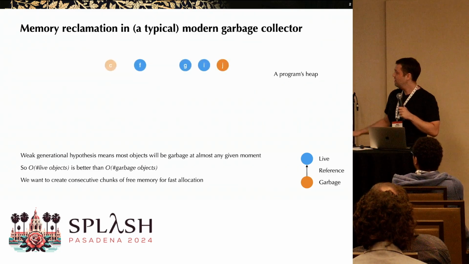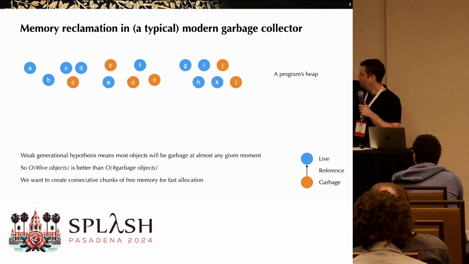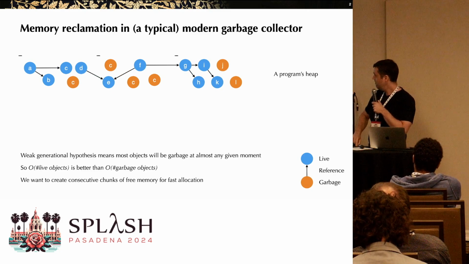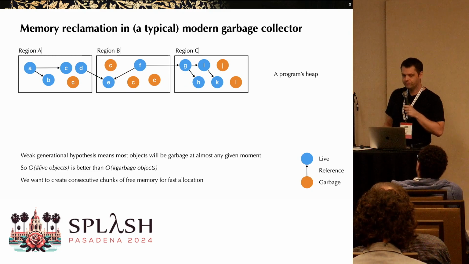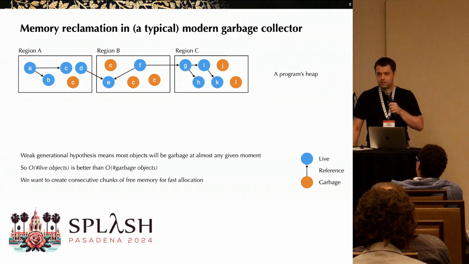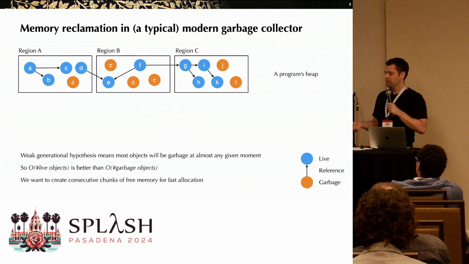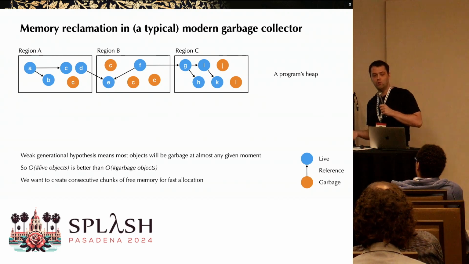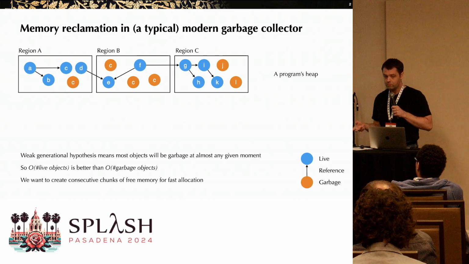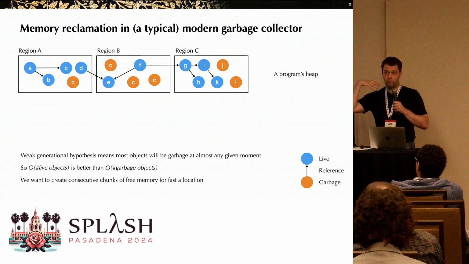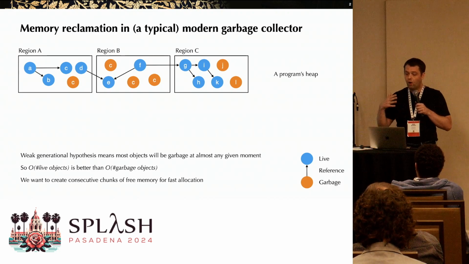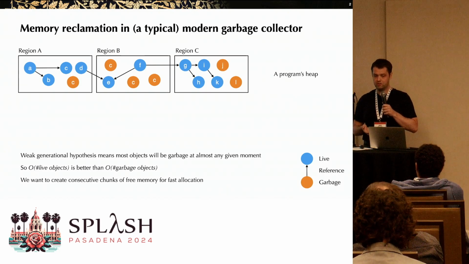So we have a program's heap with a bunch of objects, and these blue guys are those that we are denoting as live, and then there are some garbage objects. The essence of the weak generational hypothesis means that most objects will be garbage at almost any given moment in a young region. So from the perspective of a garbage collector, operating on live objects is often far better than operating on garbage objects.